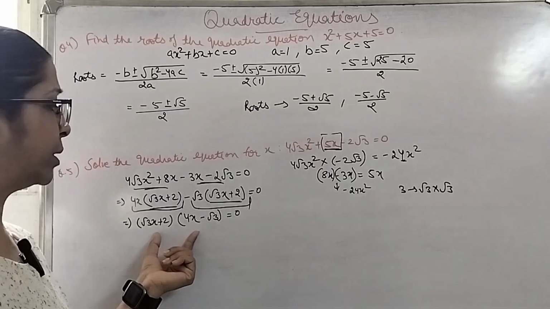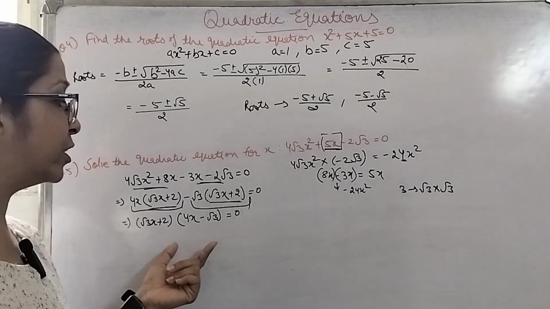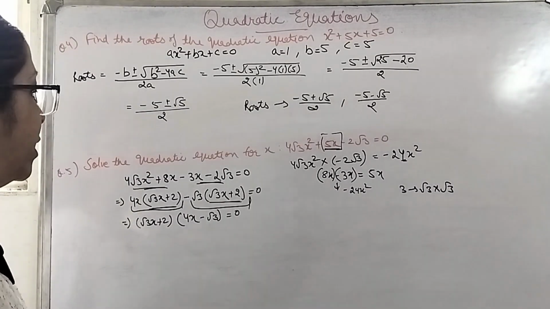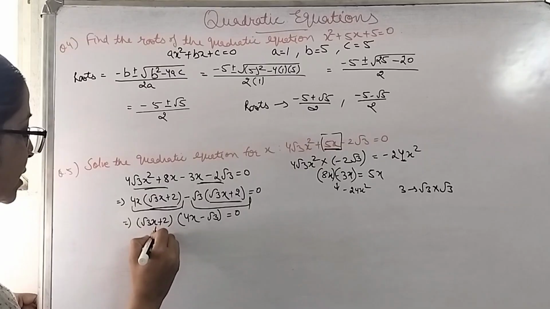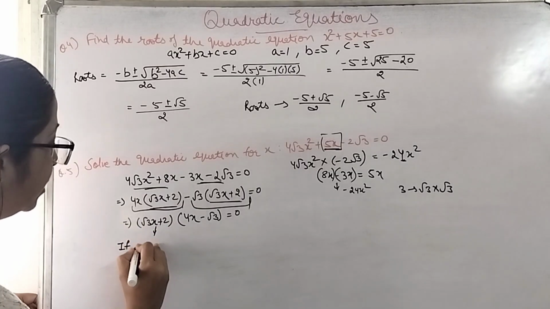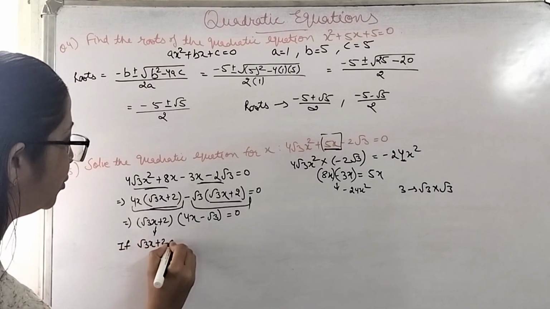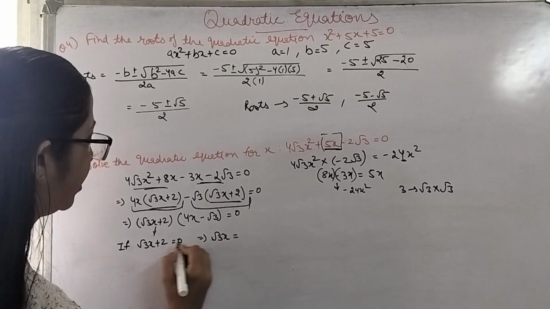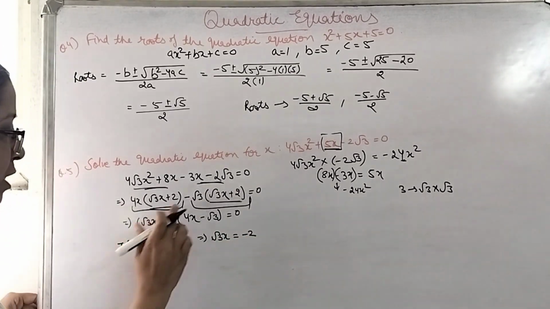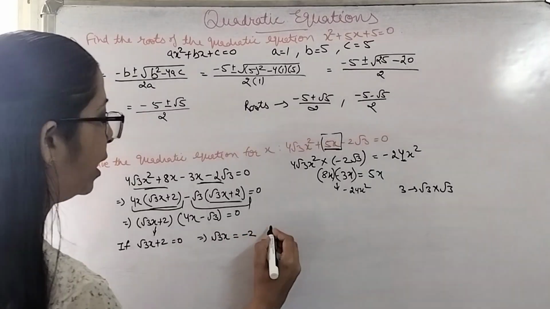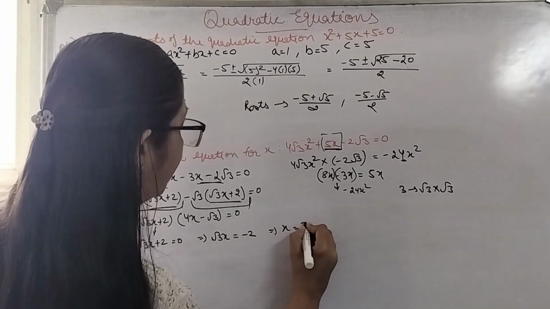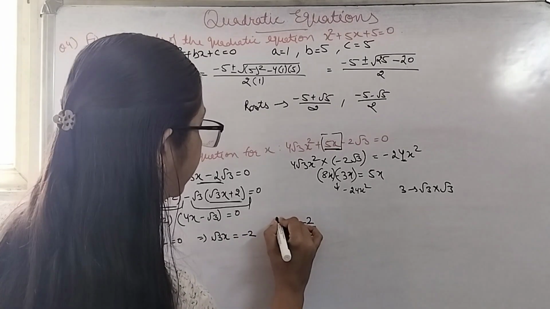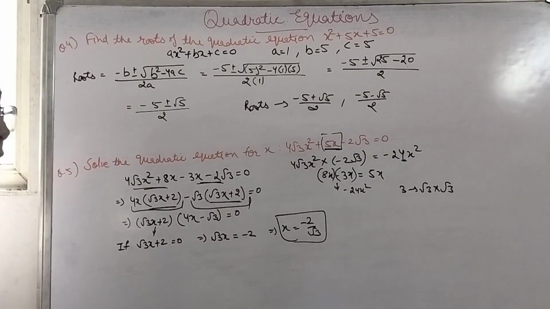Now the product of two numbers can be 0 when either of these two is 0. Right? So if I take this as 0, that means if I take √3x + 2 equivalent to 0, then we can say that √3x is equivalent to minus 2. This will go over here to the RHS, and the value of x will be minus 2 upon √3. This is one of the roots of the equation.